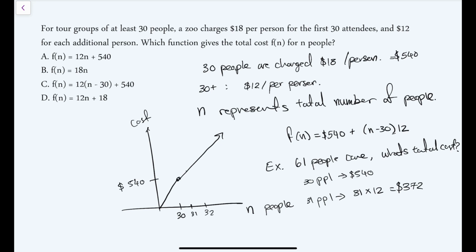So the total cost is 540 plus 372. Well, how did we get these values? Well, 540 we know, that's the first people. And then notice how this is 31, that's the remaining people. So we took the total number of people, 61, sorry, and subtracted the 30, which gave us 31 people. So our total number, N, minus 30 times 12, because that's the rate, plus the 540 for the first 30 people, is equal to F of N.